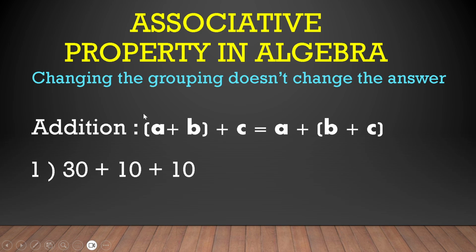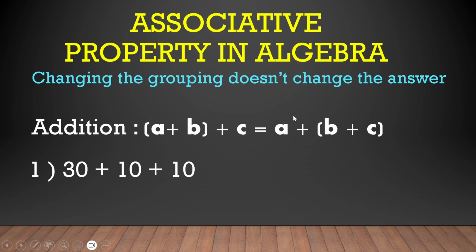As you can see, the a plus b is grouped together inside. So a plus b, and then plus c. This is the first method of grouping. For example, if there's 5 plus 5 and then plus 5 again, instead of calculating all together, we could just do 5 plus 5, which gives us 10, and then plus c, which is 5, which gives 15. So this method gives 15 as the answer.